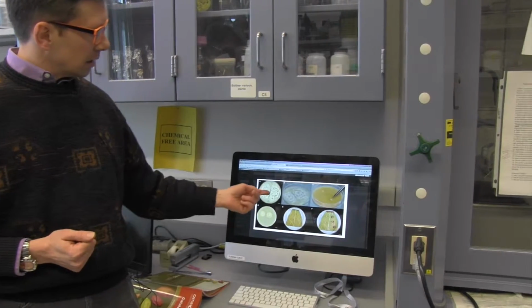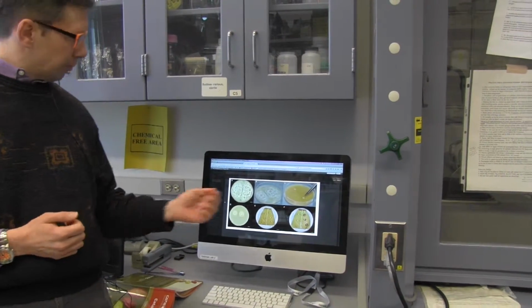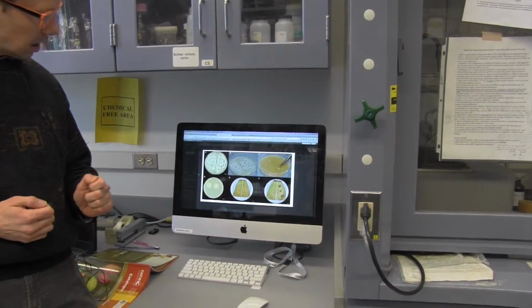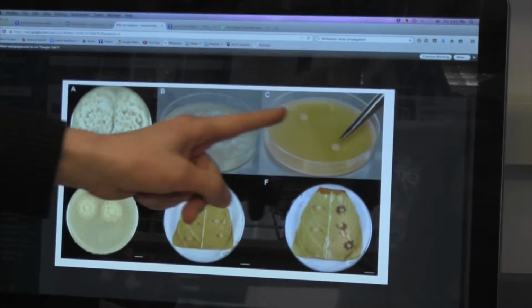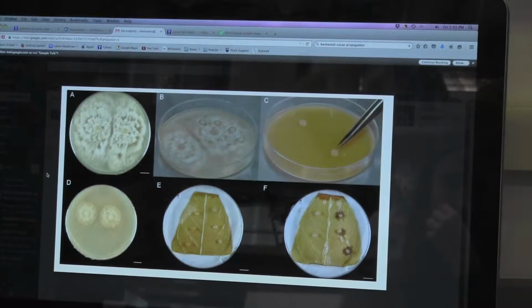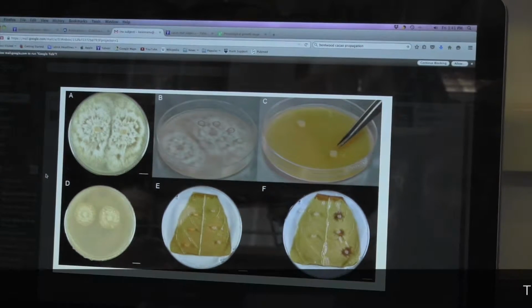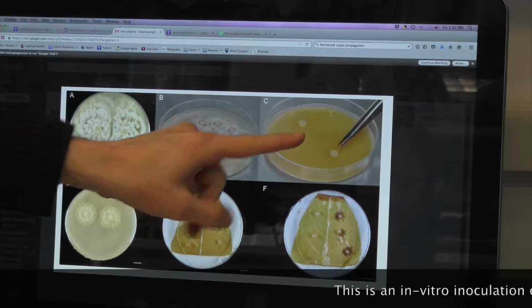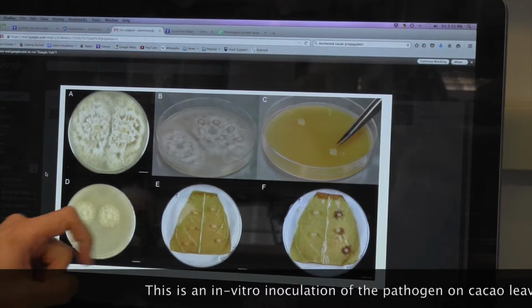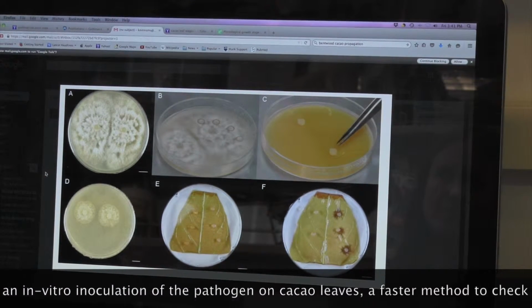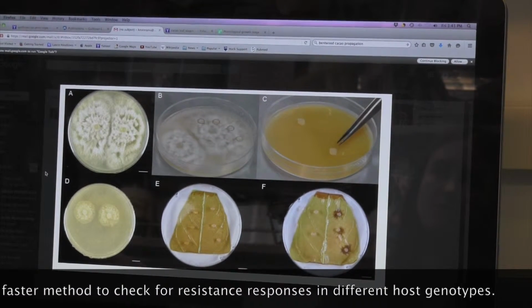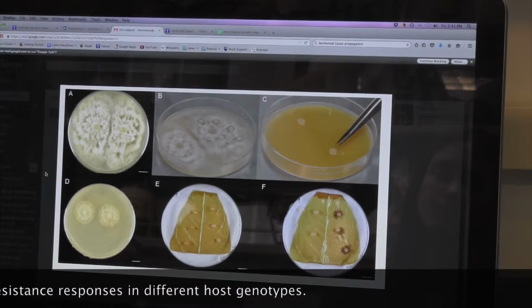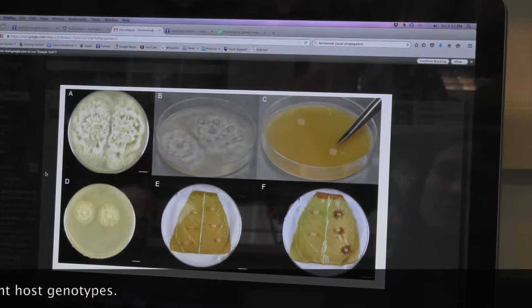What it entails is they grow up the fungus on a petri dish, and then from the petri dish they take a plug. This is the pathogen, exactly. From the petri dish a plug is taken and he places it on a cacao leaf that's at a specific stage called a C4 stage. And we can see some of those in the greenhouse.